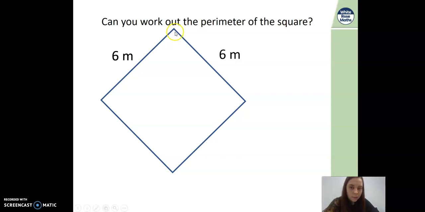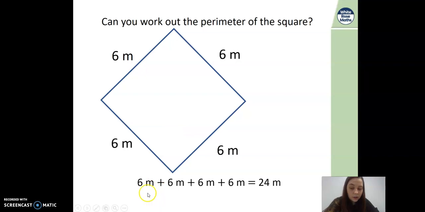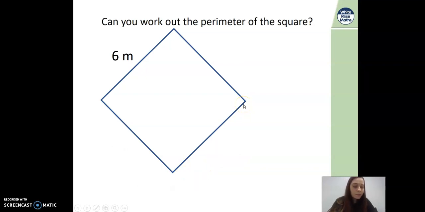Hopefully you've remembered that a square, all the sides are the same length. So it has to be 4 equal sides. Each of them is 6 metres. So all we need to do is add 6, 6, 6 and 6, or you could do 6 times 4, and the answer is 24. So that's just showing you that even if we've only got one measurement of a square, we can still work out the perimeter because we know that all the sides are equal, so they all have to be 6.